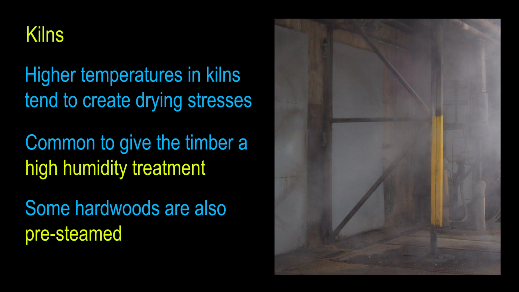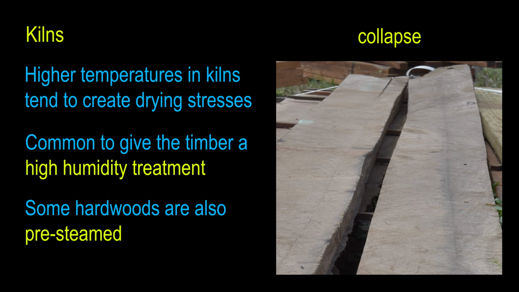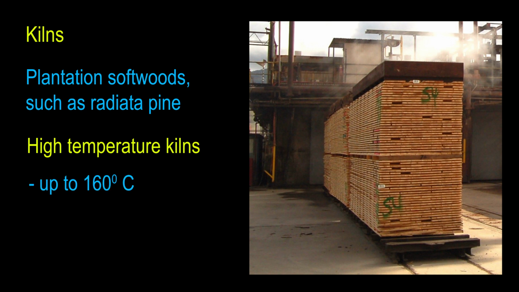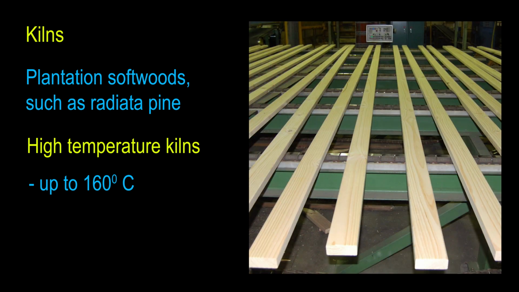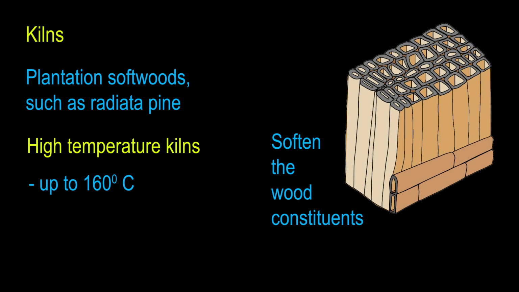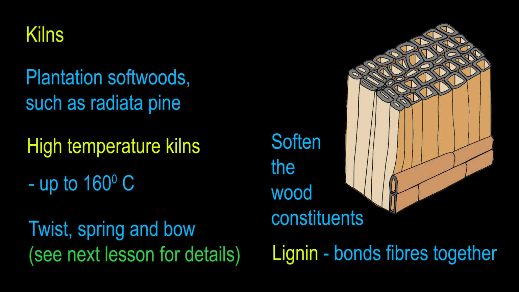Some hardwoods are also pre-steamed before the drying process begins to reduce the problem of collapse, where the cell walls buckle under the stress of drying. For plantation softwoods, such as radiata pine, high-temperature kilns are generally used, enabling the boards to be dried at up to 160 degrees Celsius. This allows small sections to be processed in a matter of hours. The high temperatures also soften the wood constituents, particularly the lignin that bonds the fibres together, helping to overcome the problems of twist, spring, and bow during the drying process.